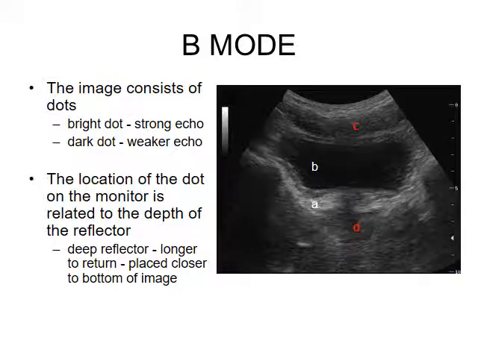So just remember, B mode is brightness mode. A brighter, whiter structure sends back a stronger echo. A darker structure has sent back a weak echo. If the echo has come back to the transducer quickly, it will be put more to the top of the screen or top of the image. If the echo has taken longer to return, then the structure will be put deeper in the image or down the bottom.